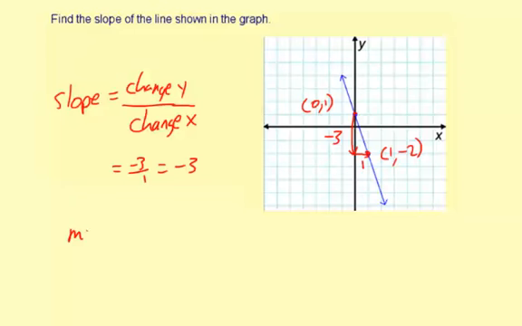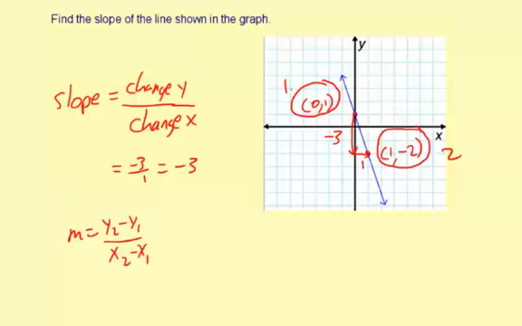Because the slope is y2 minus y1 divided by x2 minus x1. So this basically means you subtract the y's and subtract the x's, and then you just divide it. So I'm going to start, it doesn't really matter which point you pick as the first point and which one you pick as the second, you just have to be consistent. So I'm going to call this point, point 2, and this point, point 1.